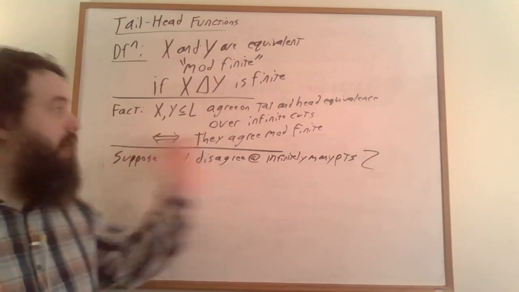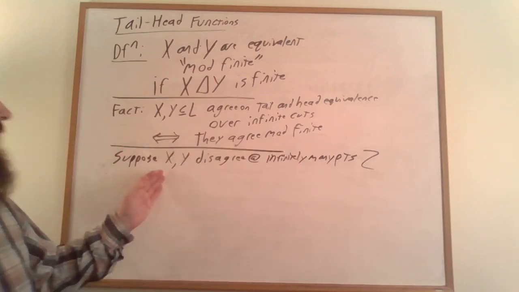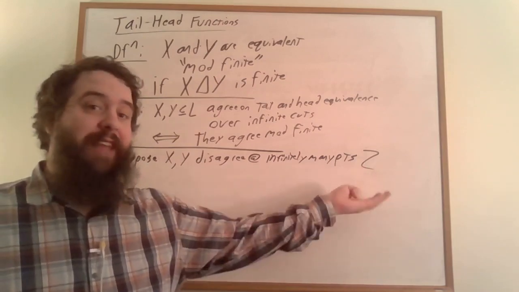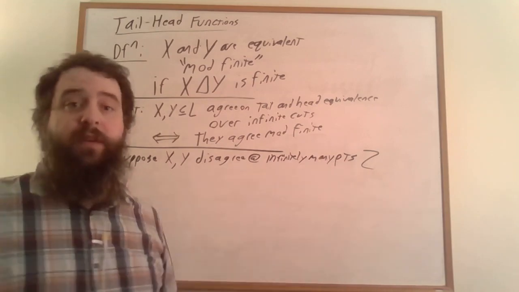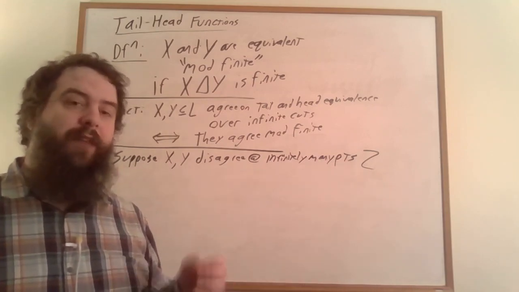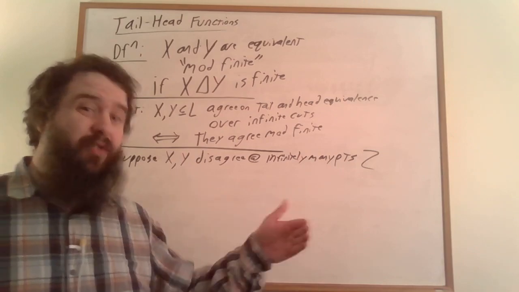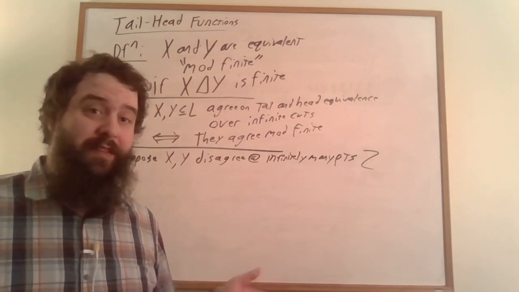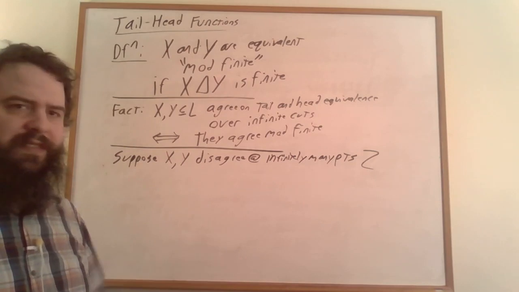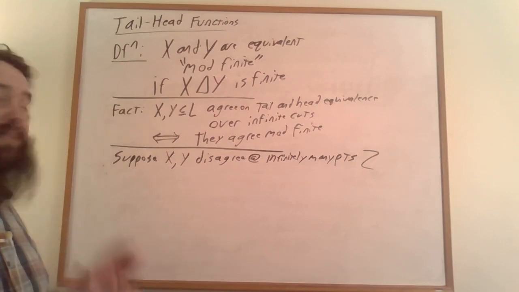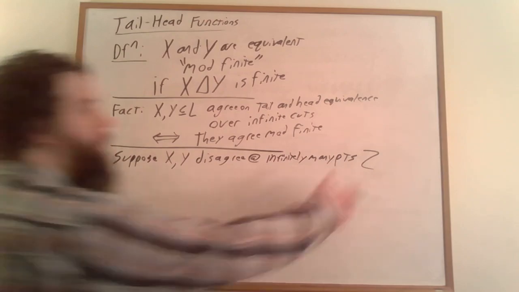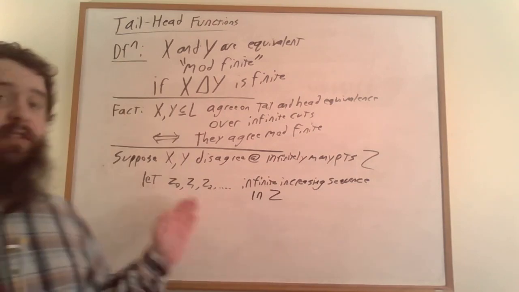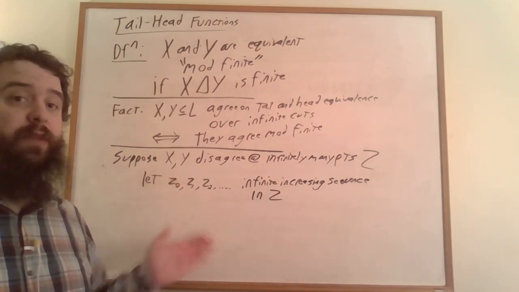Suppose that x and y are not equivalent mod finite. That is to say that they disagree at infinitely many points z. Their symmetric difference is the set z. This is an infinite set, and an important fact about infinite linear orderings is that every infinite linear ordering has an infinite increasing sequence or an infinite decreasing sequence within it. And of course, this makes use of the axiom of choice. Let's assume the proof is the same either way. Let's assume that we have an infinite increasing sequence within the points z, an infinite increasing sequence of points where x and y disagree.